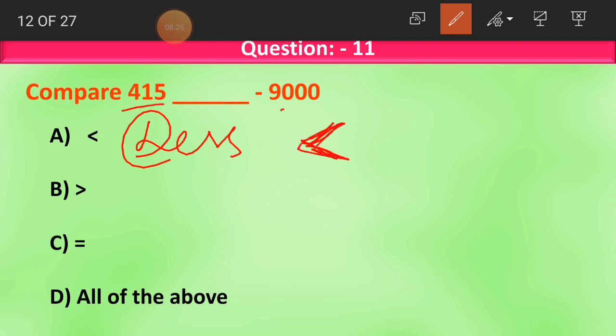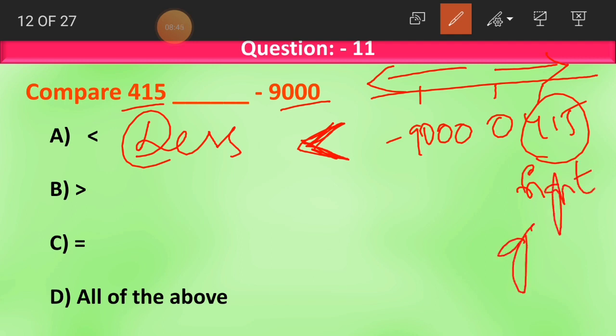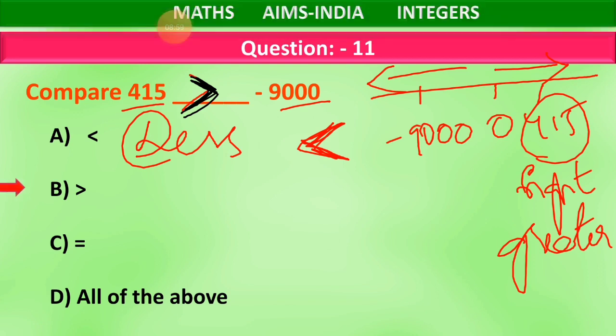Now when we compare these two numbers on a number line, we have 415 here, then we have minus 9000 here. How? Because we know that positive integers are to the right of 0 and negative integers are to the left of 0. Now 415 is on the right side, so this becomes the greater number. What did I say? As 415 is greater, open the mouth towards 415. Now which symbol here is like this? Option B, that is the greater than symbol. 415 is greater than minus 9000.